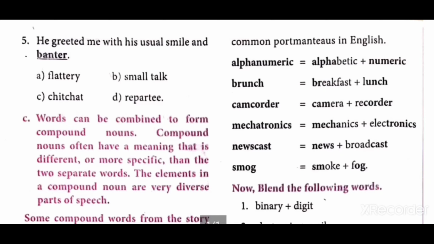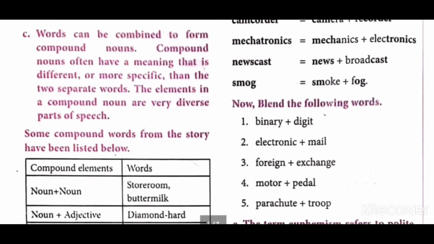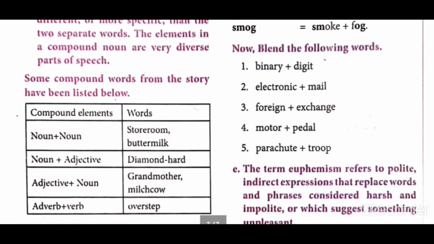They have given a small task, and in that the first word is binary plus digit. It is equal to bit, B-I-T. The second one is electronic plus mail. It is email. And the third one is foreign plus exchange. Its resultant word is forex.